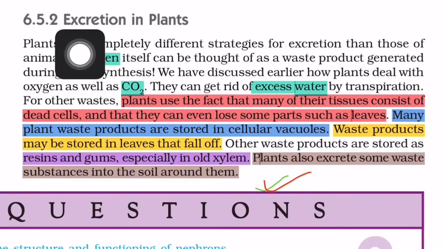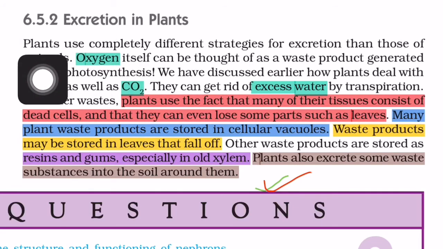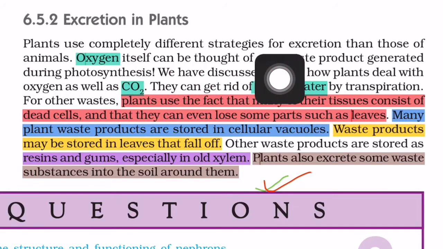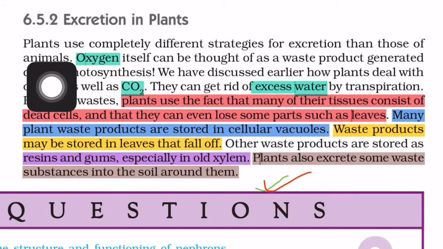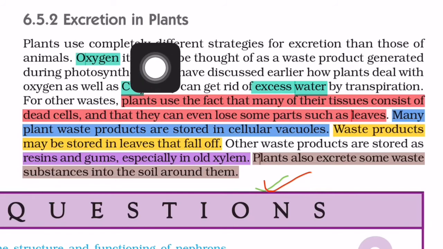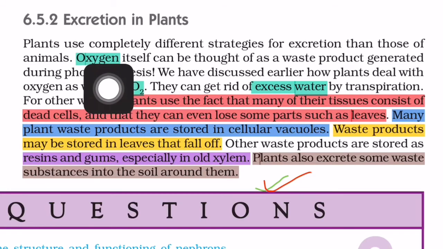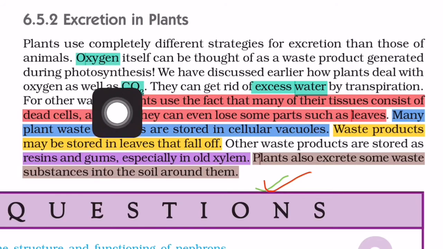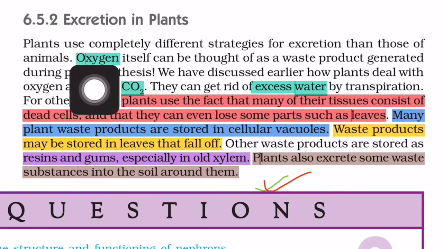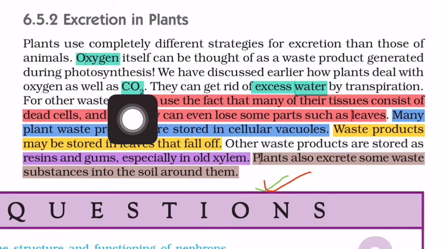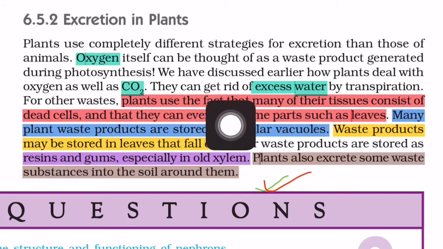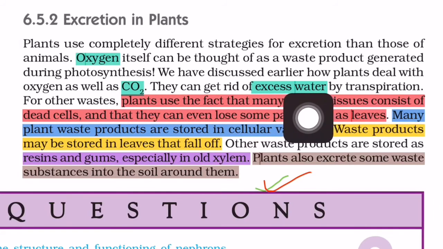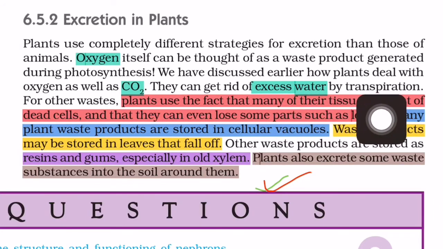The next topic is excretion in plants. Plants use completely different strategies for excretion than those of animals. We have already discussed the removal of oxygen and carbon dioxide during photosynthesis as well as in respiration. Plants use the stomata to remove this oxygen and carbon dioxide. Similarly, excess water is also removed by plants by transpiration.